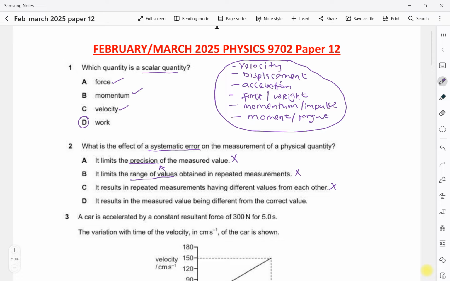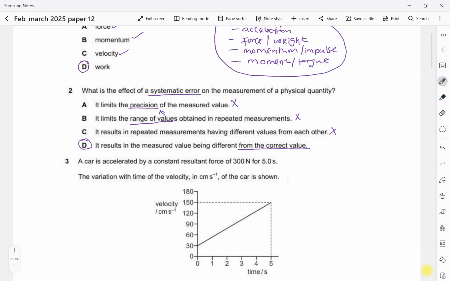It results in the measured value being different from the correct value. Of course, a systematic error will make the average of the values taken to be above or below the true value, which makes the measured value different from what is expected. So a systematic error will have the effect of making the measured value different from the correct value because all values will deviate from the true value by a constant amount.